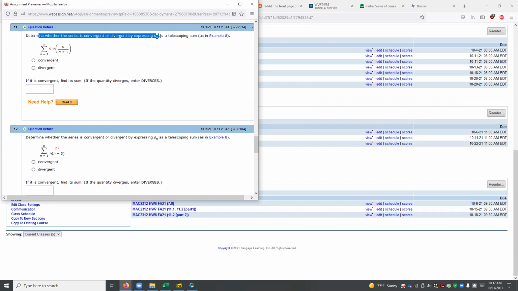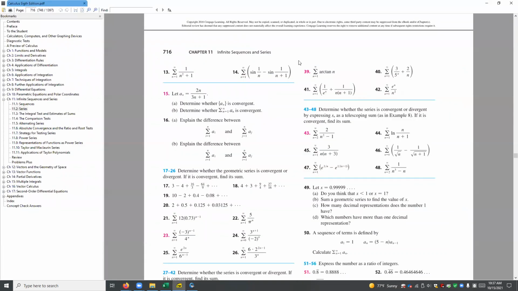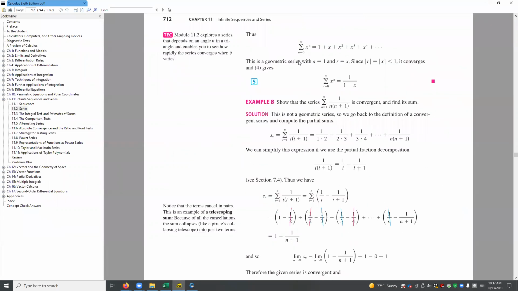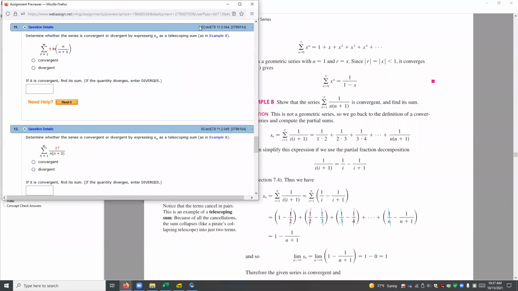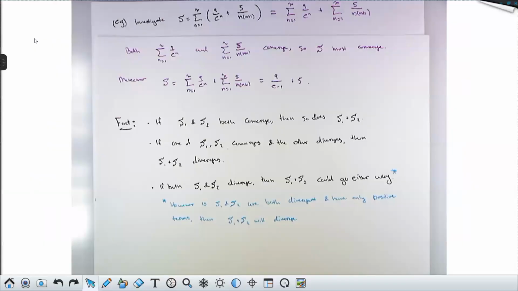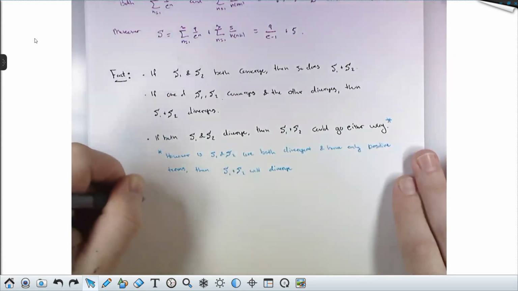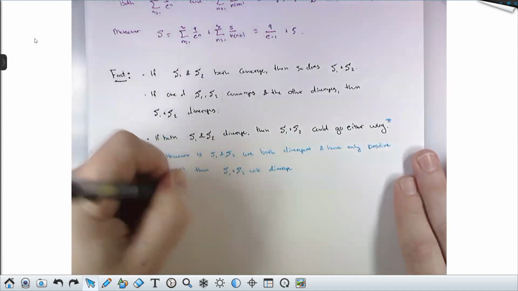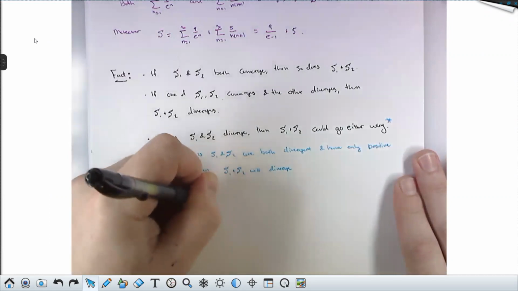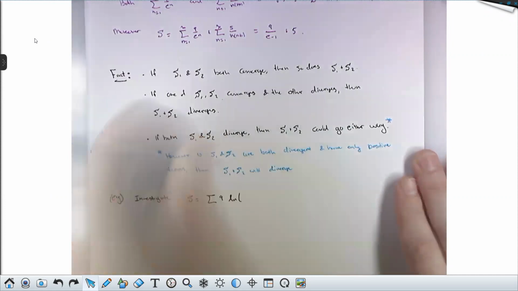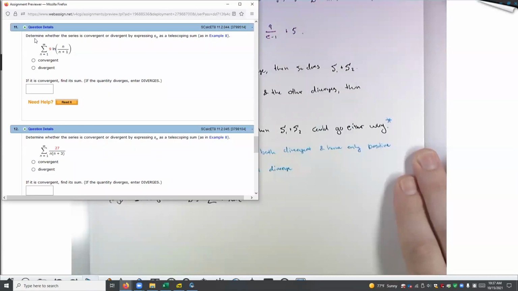So here they've given us a hint. They say by expressing the nth partial sum as in example 8, and example 8 was this telescoping series. They're saying this thing is a telescoping series, but it doesn't look like any of the telescoping series we've seen so far. So I'm just going to say investigate the series S equals sigma of natural log, what was it, n plus 1 over n? n over n plus 1, sum from n.